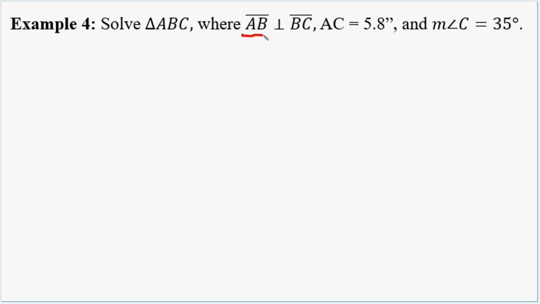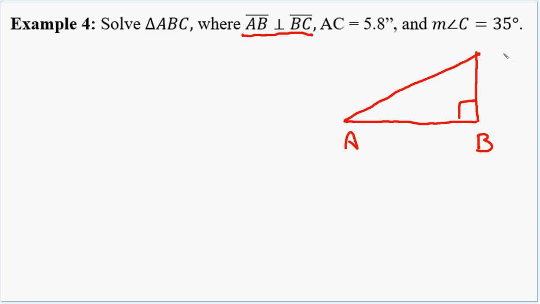I'm going to start with this. AB and BC are perpendicular. So I'm going to draw a couple sides coming together at a right angle. I guess I'll call this one AB, and I will call this one BC. So they're perpendicular, and now I see AC is my hypotenuse. I know that AC also is 5.8, and I know angle C up here is 35 degrees.